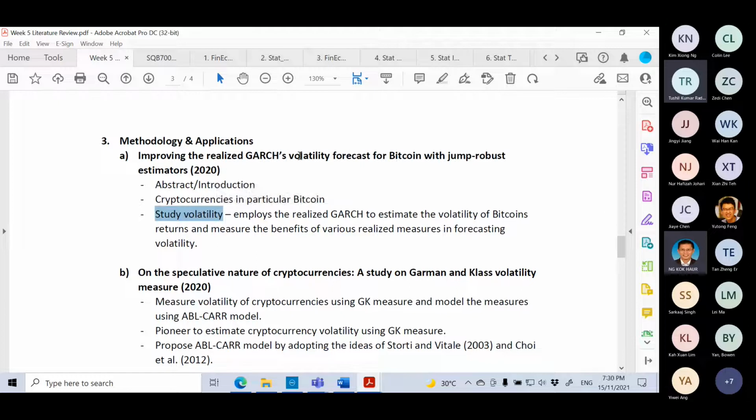Studying the volatility of Bitcoin, there are many research and statistical models they study. But in this particular research paper, they only concentrate on the realized GARCH with the jump robust estimator. So in this paper, their selling point or contribution is to employ the realized GARCH to estimate the volatility of the Bitcoin return and measure the benefit of the various realized measures in forecasting the volatility. Okay, so let us go through the paper here.